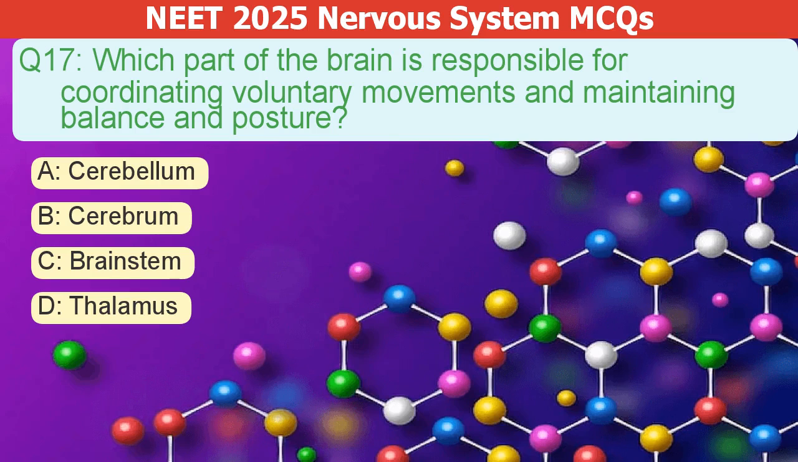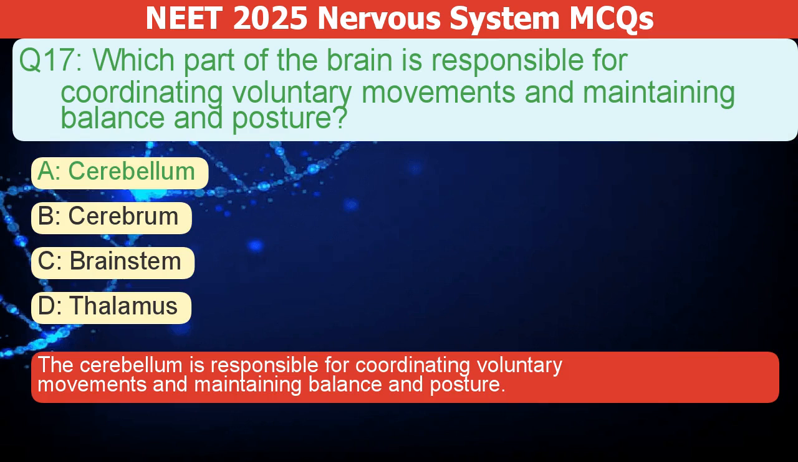Which part of the brain coordinates voluntary movements, balance, and posture? A. Cerebellum. B. Cerebrum. C. Brainstem. D. Thalamus. The correct answer is A. The cerebellum coordinates voluntary movements, maintains balance, and posture.